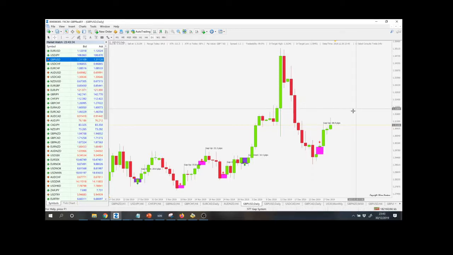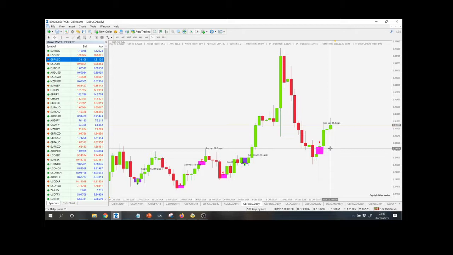Okay, so I'm just going to start with GBP USD, and we can see the last opportunity came on the 26th of December, so 4 days ago. And this was a gap up, which meant that we needed to sell on this. And the question is whether the gap closed or not.